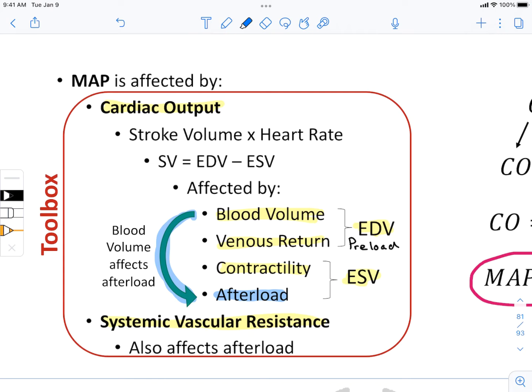Then we have our systemic vascular resistance, and just as a reminder, this is going to be regulated on a local level, and it's going to be regulated systemically by the sympathetic nervous system primarily. Now, as systemic vascular resistance goes up, our afterload also goes up, and so the higher the systemic vascular resistance, the more the heart has to work to move blood through the circulatory system.